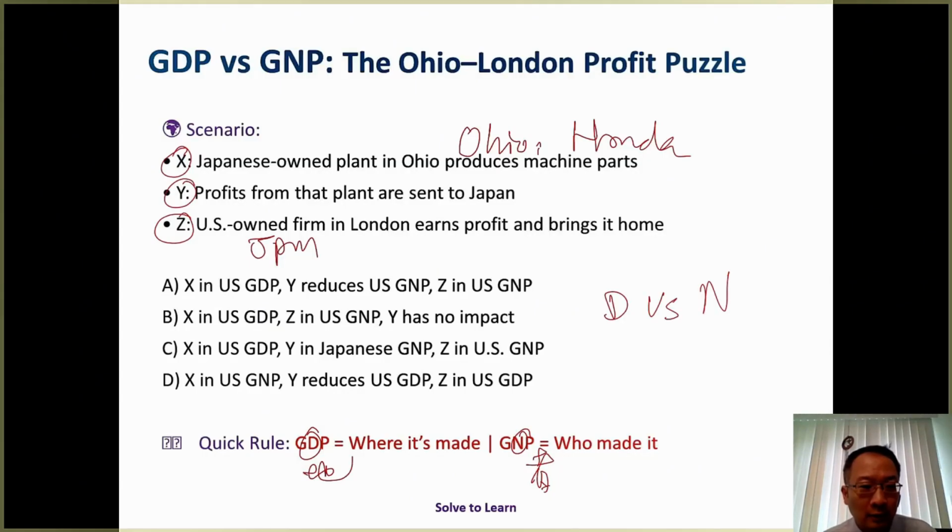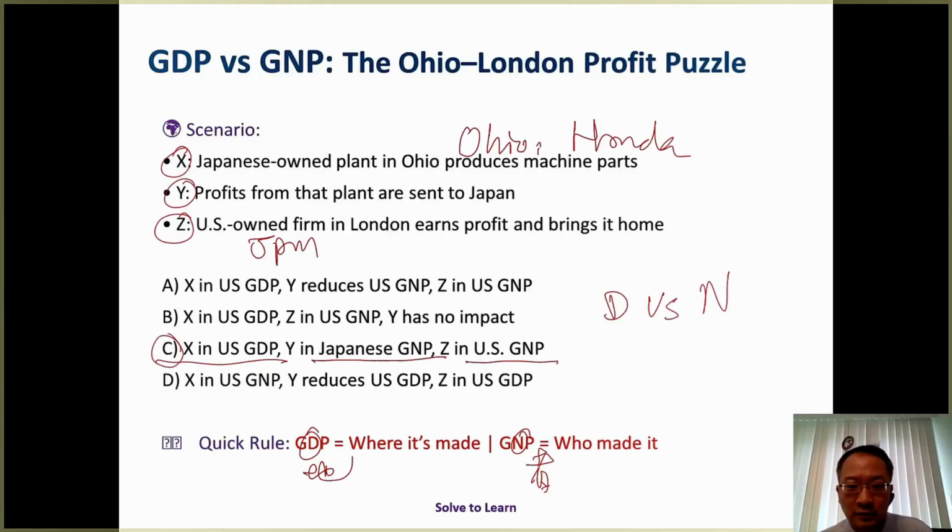So in this situation, X is definitely part of the US GDP because it was produced in the United States. Alright, Y is also part of the US GDP, but it's also counted as Japan's GNP because it was produced by Honda, and Honda, of course, is a Japanese company. As for Z, that's produced by an American company in the UK, so it must be part of the US GNP, but it's counted as the UK's GDP. So in this case, you can clearly see what the answer is. It's C, because A, B, and D all have at least some parts that are incorrect.